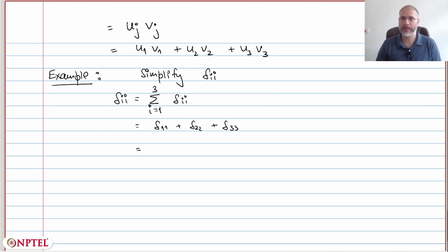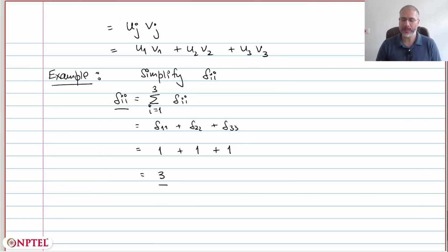And now we apply the definition of the Kronecker delta symbol, which says that delta 11 is equal to 1, delta 22 is equal to 1, and delta 33 is equal to 1. So this simplifies to a value of 3. So delta ii is equal to 3. Now the reason I discussed this case is that many students make this mistake where they say that delta ii is equal to 1. And the mistake they make is that they say that since the indices of delta are both equal, by definition it is equal to 1.